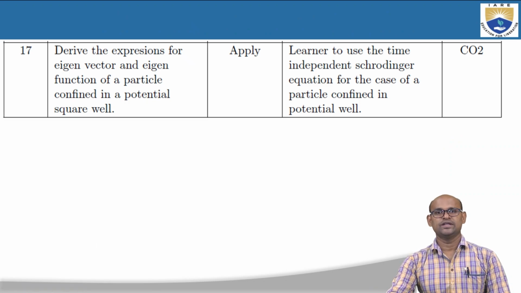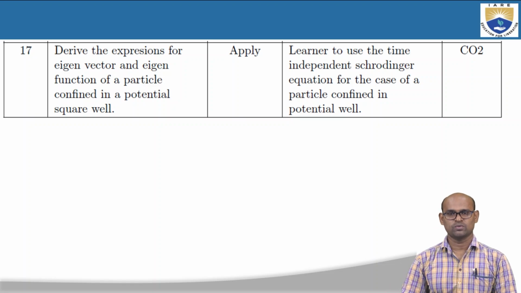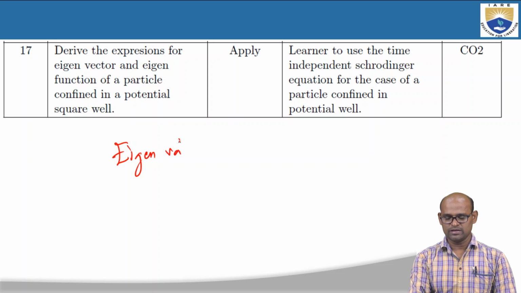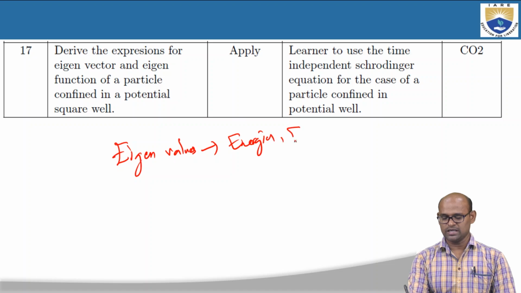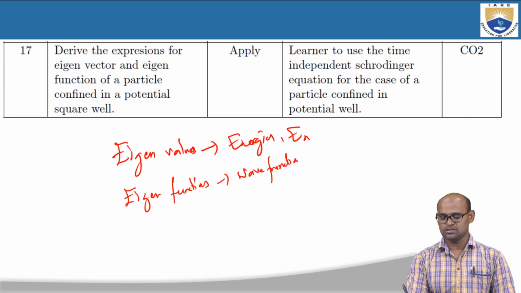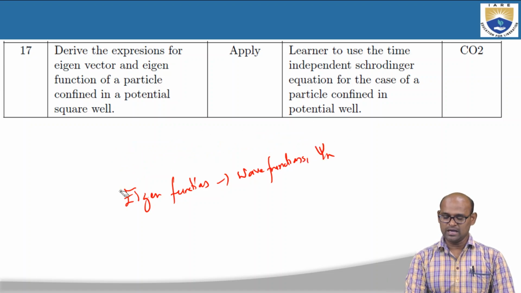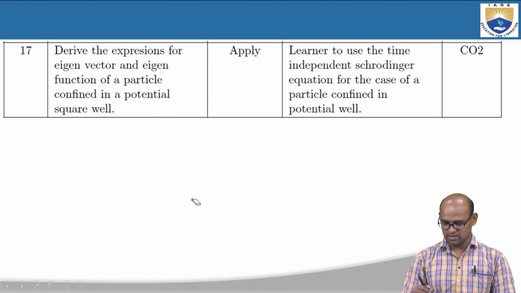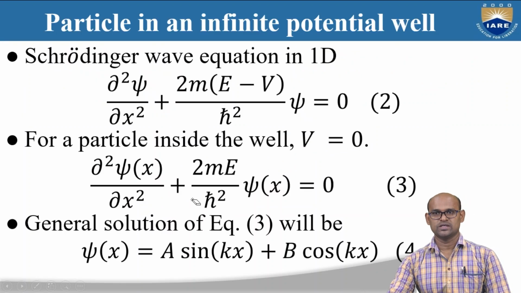Coming to the 17th question: derive the expressions for eigenvalues and eigenfunctions of a particle confined in a potential square well. Okay, eigenvalues, I have been telling this. Eigenvalues are nothing but the energies En, and eigenfunctions are nothing but wave functions psi n. So we need to derive the energies En and wave function psi n for a particle trapped in an infinite potential well that we have just now discussed.